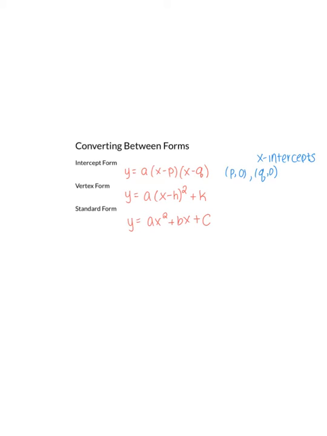For the vertex form, just like its name, it represents the vertex. (h, k) is the vertex. And for standard form, a, b, and c represent different things, but most importantly, c, (0, c), would be your y-intercept.